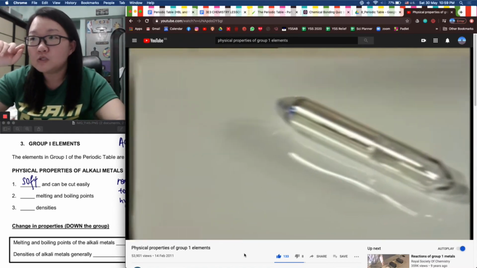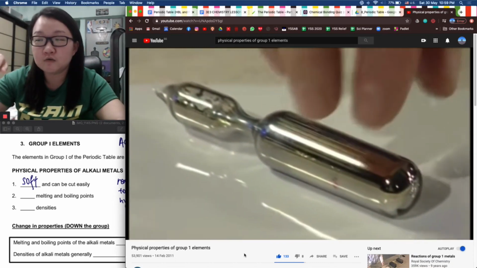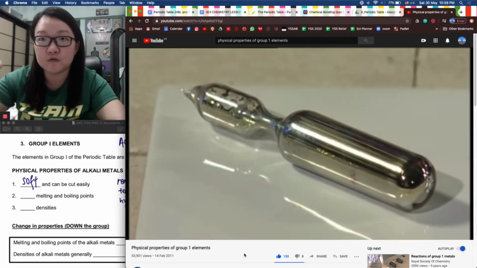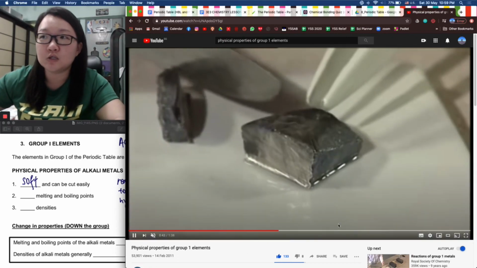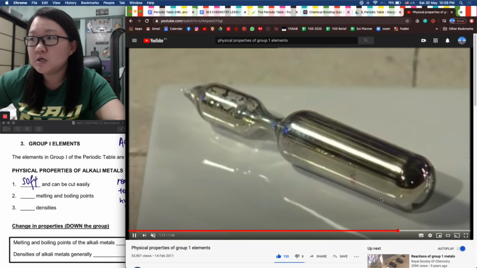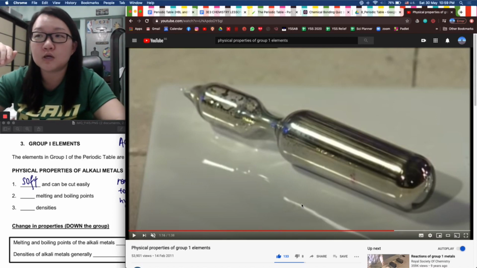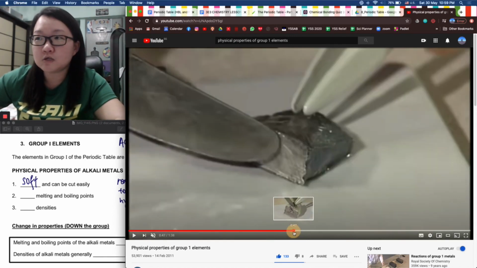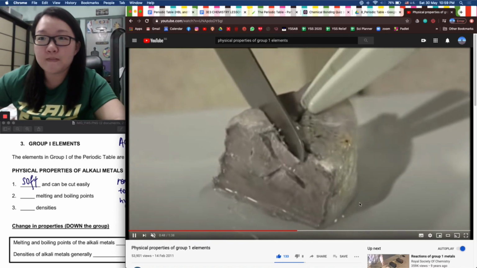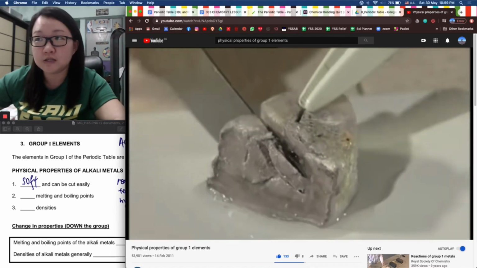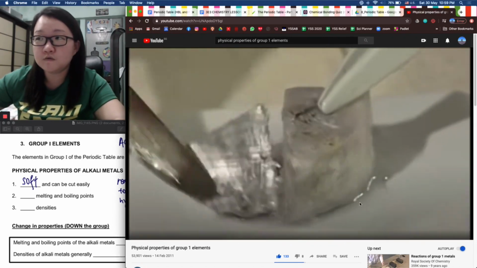Over here you notice there are certain metals which are further down group 1, such as cesium or even francium. They are stored in a glass vial, because as you go down the group, group 1 metals become more and more reactive, which we will talk about very shortly. But in this video I just want you to appreciate that group 1 metals are really soft and can be cut easily. So that is the first physical property.